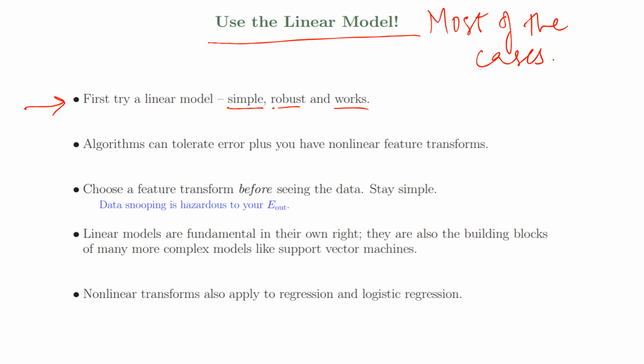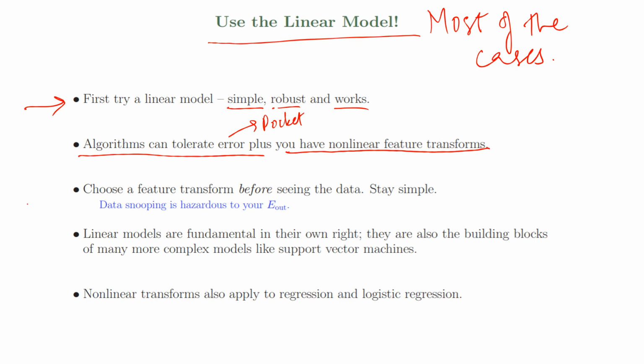And next, we have algorithms that can tolerate error, for example, the pocket algorithm, right? So we are tolerating some error, and then we are also achieving efficiency, and we're not getting too much into the complexity of the nonlinear feature transforms, especially the higher order ones. But then remember, you have the nonlinear feature transforms as well. So again, analyze the problem well, and then based on that, make the decision.